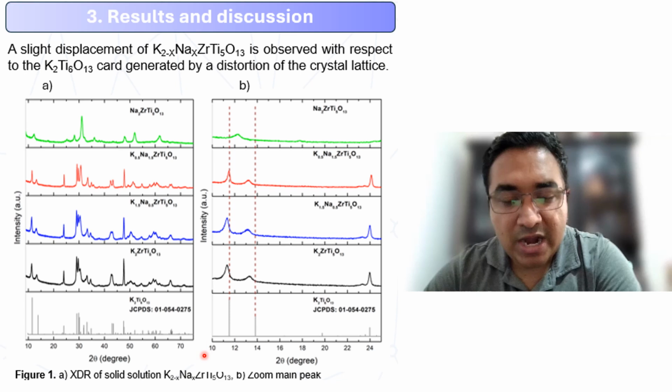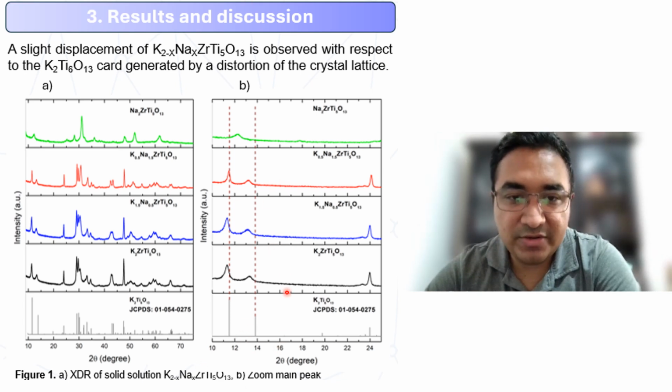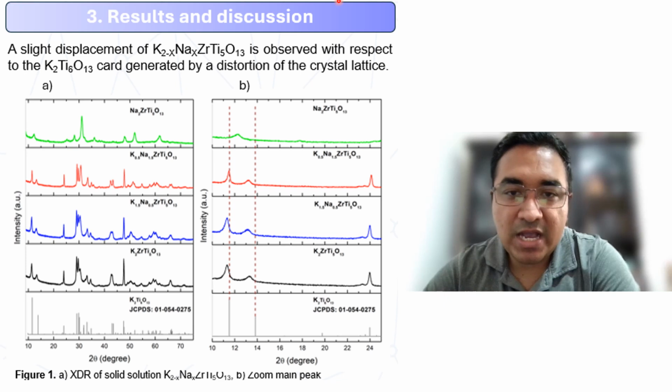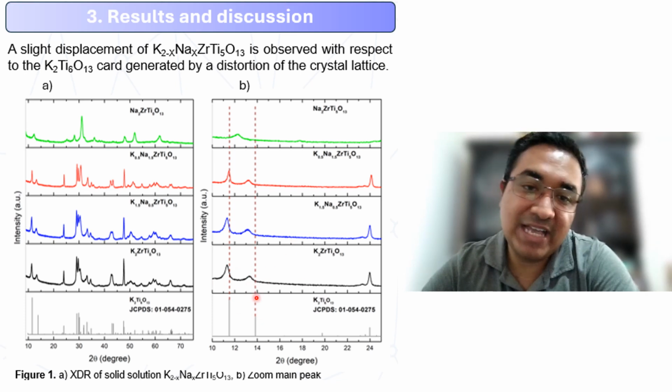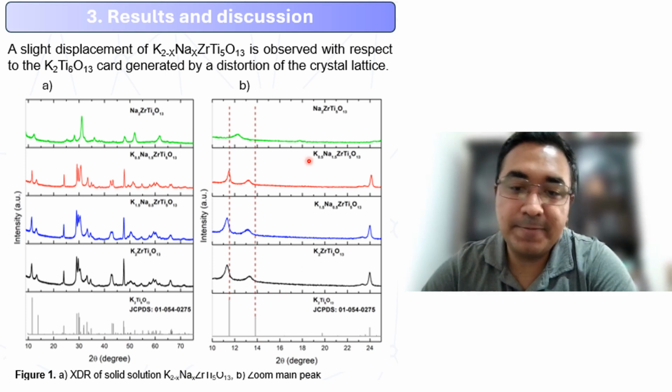Zooming around 10 and 15 degrees, when the zirconium is added, a shift to the left is observed, and when the sodium is added, a shift to the right is observed. This is caused by the size of both cations.